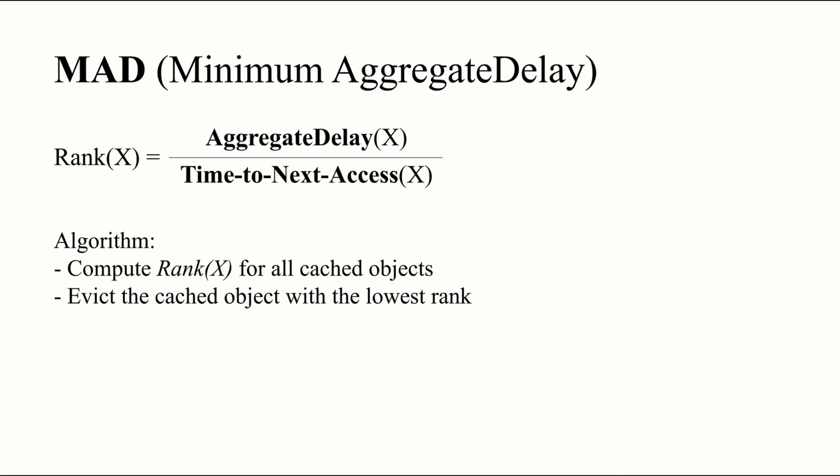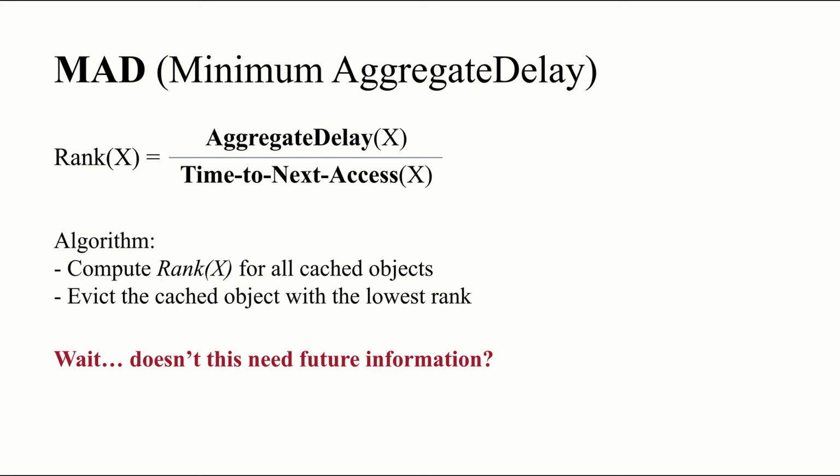Combining these observations, we have our heuristic. The algorithm itself is simple. In making an eviction decision, we compute the rank of an object, which I'll describe shortly, and we evict the object with the lowest rank, where the rank is defined as the ratio of aggregate delay to the time to the next access for this object.